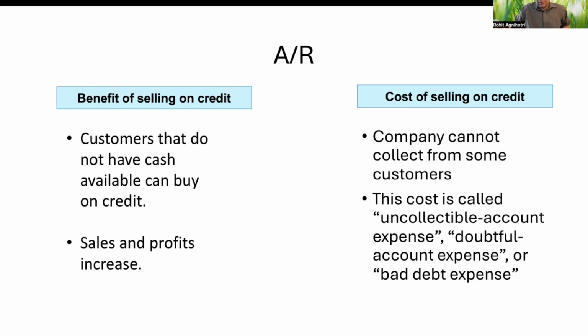But then there are costs. Costs, like sometimes they might not be able to pay their bills, or they will be able to pay their bills, but they will delay the payments. This particular cost is called uncollectible account expense. Okay, in accounting, this cost of doing business, especially when you are extending credit to somebody, is called uncollectible account expense, or you can also call it a doubtful account expense or a bad debt expense. Okay, whatever you decide to call, they're all the same thing.